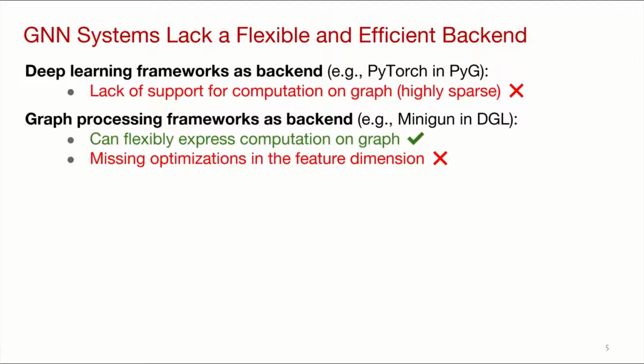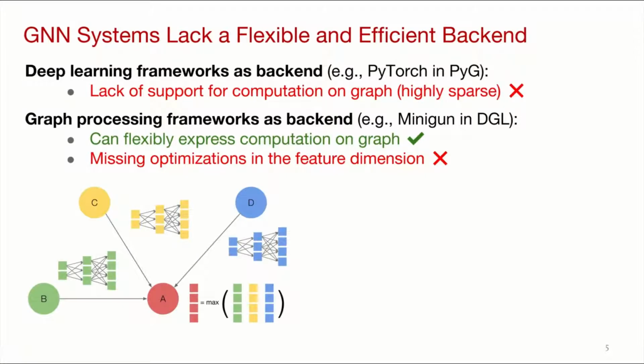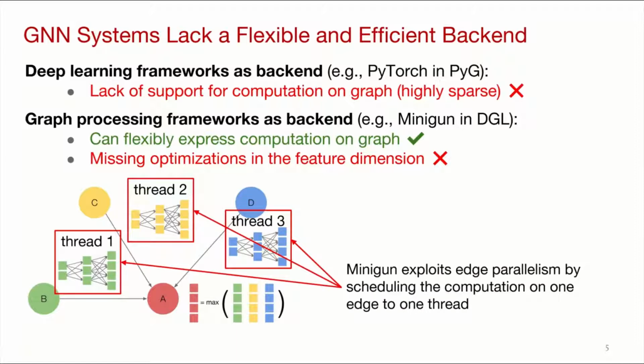As a consequence, GNN workloads have much more complex vertex-wise and edge-wise computation than traditional graph workloads. Let's look at a concrete example. Suppose we want to run MLP message aggregation in parallel on GPUs. How would it be parallelized by existing graph processing frameworks? Well, existing graph processing frameworks exploit edge parallelism by scheduling the computation on one edge to one thread. The underlying assumption is that the computation on every edge is lightweight.